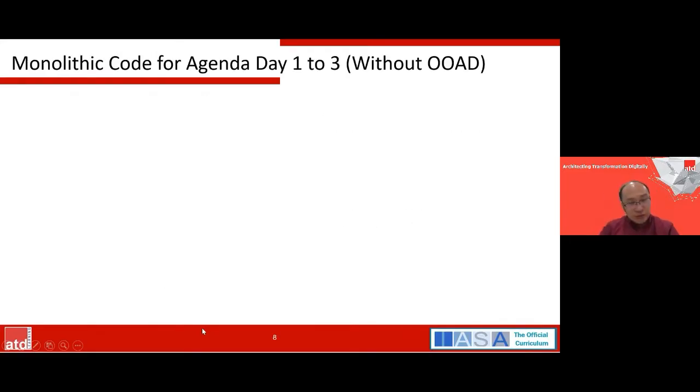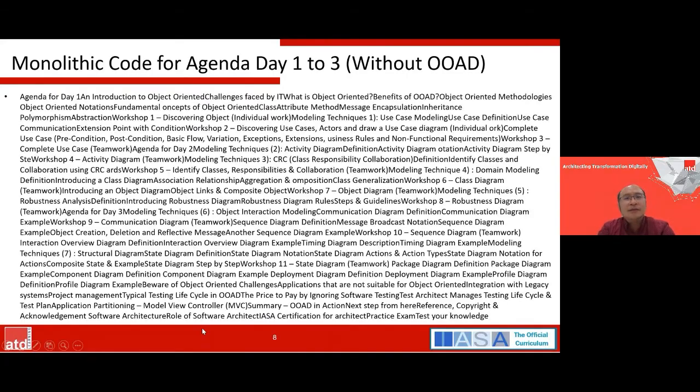So just now I've gone through the agenda, right? Day 1 to day 3. That is, I think, quite structured. What if now I don't have object oriented? This is what you will get. You will see this? Can someone interpret this? What do you learn in day 1, day 2, and day 3?